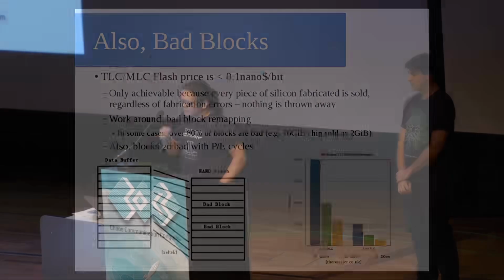And so sometimes some chips are sold to you with 80% or more of the blocks bad. People will make chips that are supposed to be 16 gigabytes of flash, but only 2 gigabytes are good. Well, guess what? They sell it to you as a 2 gigabyte device, and they just have to remember which blocks are bad, and hopefully your data doesn't end up in those bad blocks.